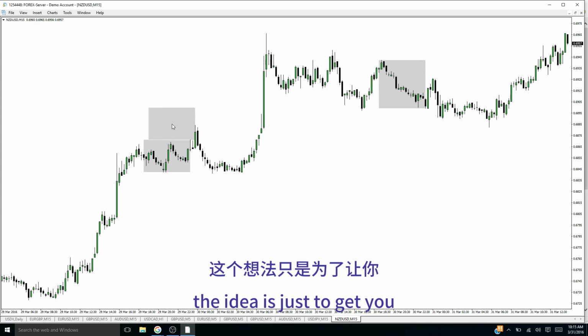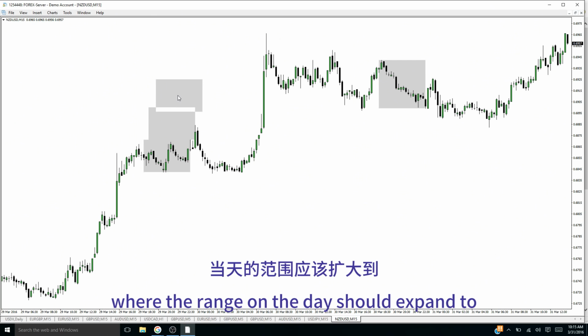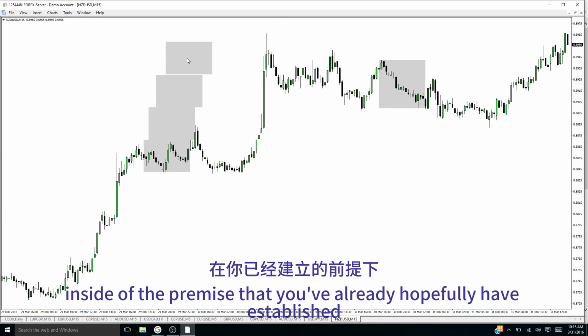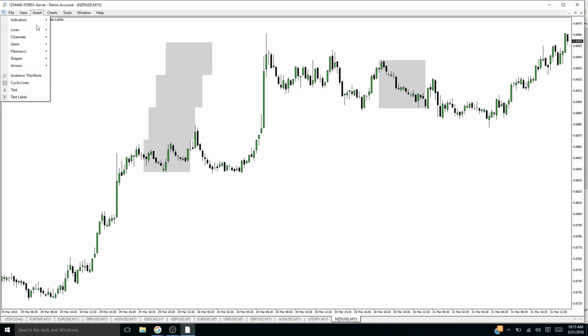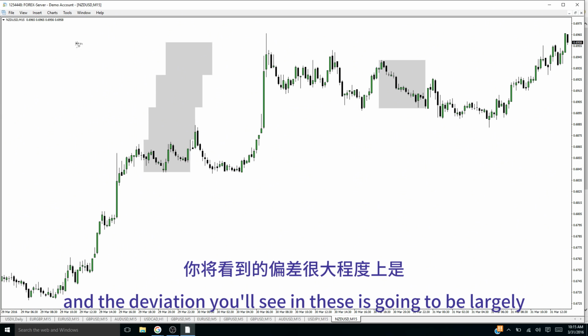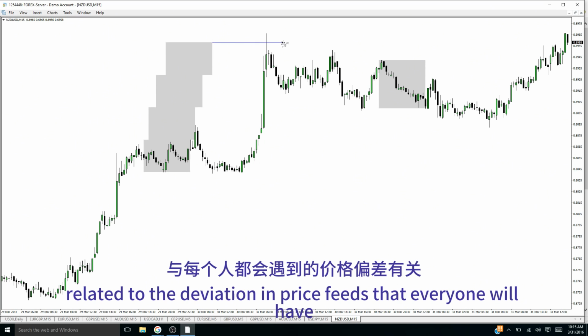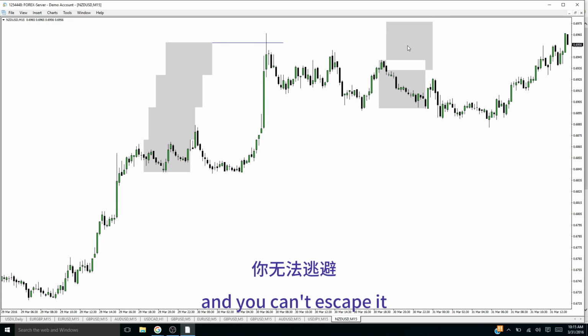The idea is just to get you where the range on the day should expand to inside of the premise that you've already hopefully established. And the deviation you'll see in these is going to be largely related to the deviation in price feeds that everyone will have, and you can't escape it.